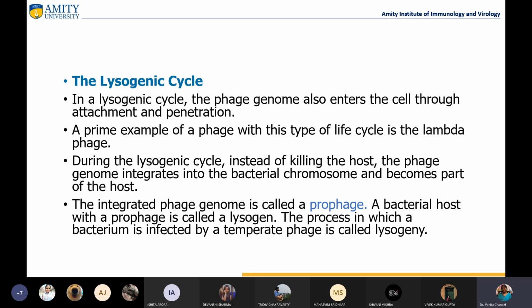So during this cycle, instead of killing the host, the phage genome integrates into the bacterial chromosome and becomes part of the host. The integrated phage genome is called a prophage. A bacterial host with the prophage is also known as a lysogen. The process in which a bacterium is infected by a temperate phage is called lysogeny, and the cycle is called the lysogenic cycle.